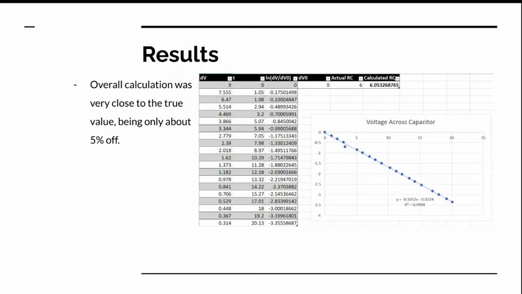The voltage drop across the capacitor was measured about 1 time every second. As mentioned before, it is beneficial to take this voltage drop divided by the original voltage drop, which was 9, and take the natural log of that number. By using that as the y and t as x, a linear relationship emerges. Overall, the calculations were very close to the true value, which would have been 6, and it gave 6.05 and so on, which is only about 5% off.